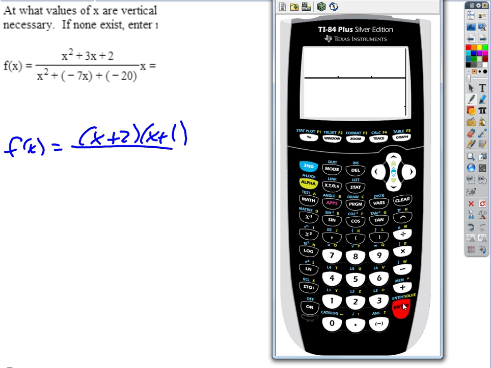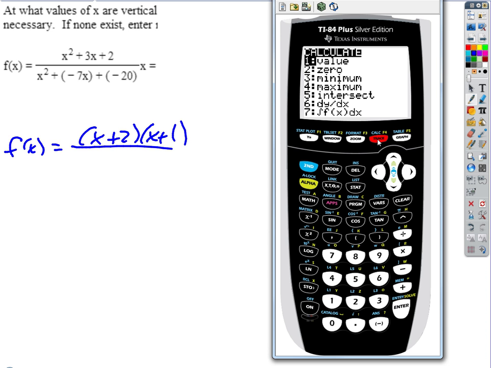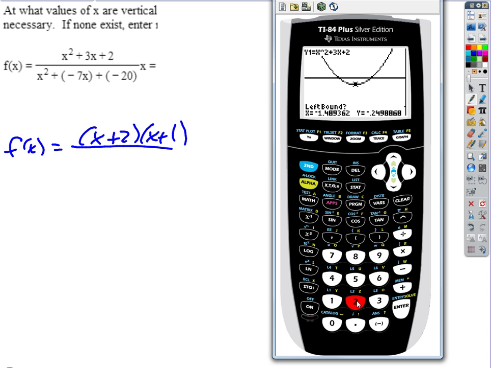Now I can see the zeros much more clearly, right? So all I've got to do is just go second, calc, to get to the calculate menu. Which option do I want? 2, good, which is zero. And then if I want to find the left boundary, let's go ahead and find this one because I already have a left boundary defined. Remember that the left boundary just has to be an x value to the left of the zero, right? So that's a good example of a left boundary.